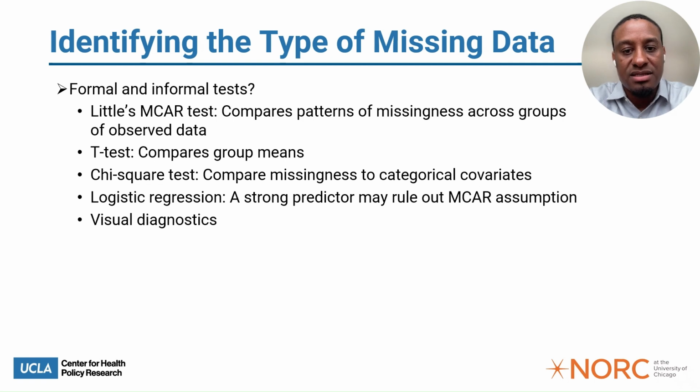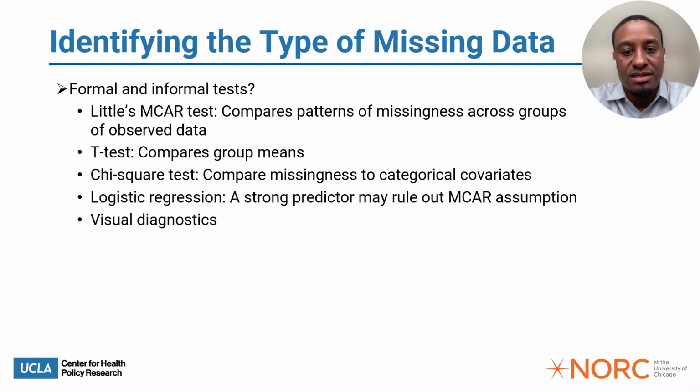The second method is a collection of t-tests and chi-square tests. These are simpler tests you can run on a variable by variable basis. You can use a t-test to compare the average of continuous variables like income between groups. Similarly, you would use a chi-square test to do the same for categorical variables like education levels. If you find a significant difference, it suggests that the data is not missing completely at random.